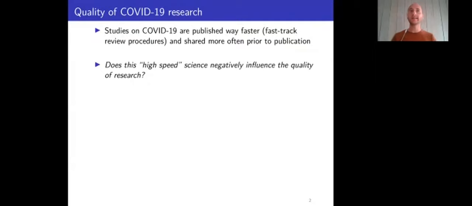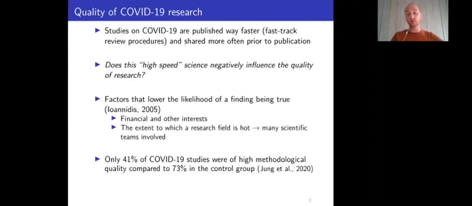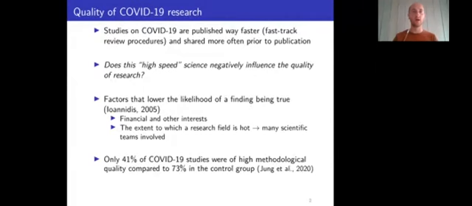The question that we are interested in is: does this high-speed science negatively influence the quality of research? Based on the seminal work from John Ioannidis in 2005, we know that if there are financial or other interests, this will lower the likelihood of a finding being true. In COVID-19 research, there are definitely financial and other interests which may play a role. Another factor is the extent to which a research field is hot, and in COVID-19 research there are many different teams involved. So this is also an important factor playing a role here.